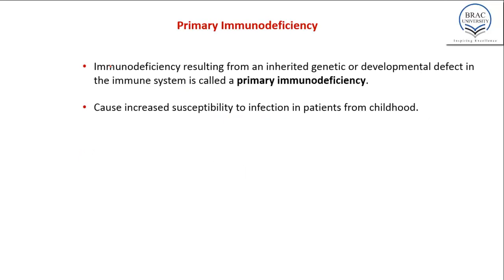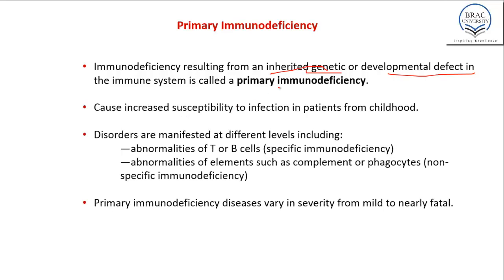So what is primary immunodeficiency? Immunodeficiency resulting from an inherited genetic or developmental defect in the immune system is termed primary immunodeficiency. It causes increased susceptibility to infection in patients from childhood.